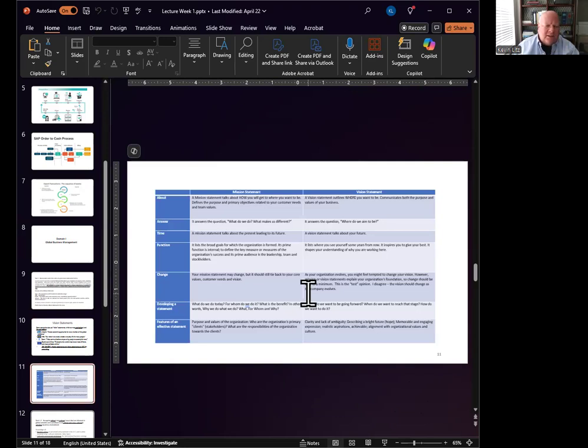You will see this. It's kind of hard to see here, so I'll let you look at it. But basically, this just gives you a distinction between mission statement and vision statement. You don't have to memorize this. This is just to help you further understand the distinction between the two.